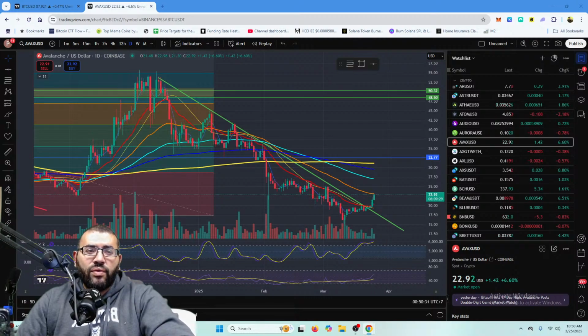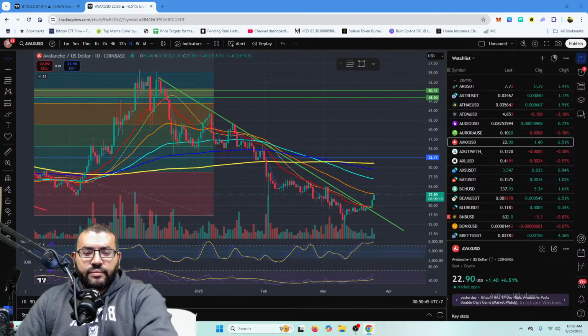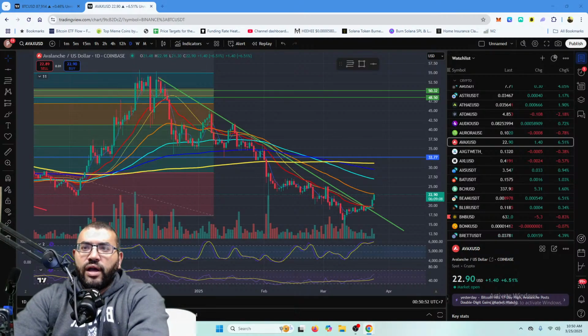So right now, this is not one that I would touch for a long. I'd be more tempted to short Avalanche right at this moment. Yeah, wait for a pullback and buy more. Not financial advice, but waiting for a higher low. It's right up at the 50-day EMA. I'm assuming that will be resistance as well, somewhere around $20.